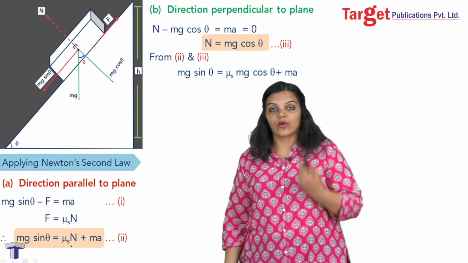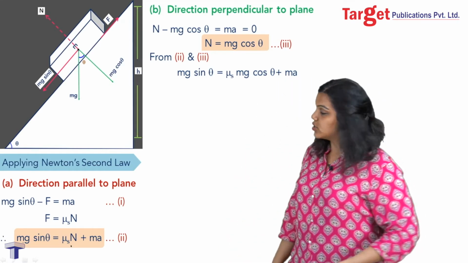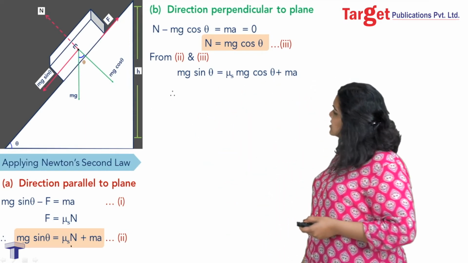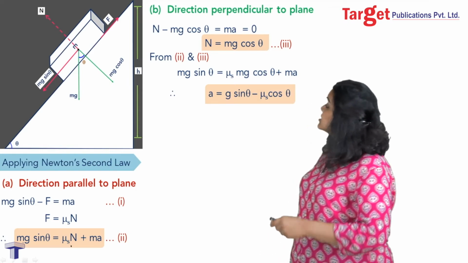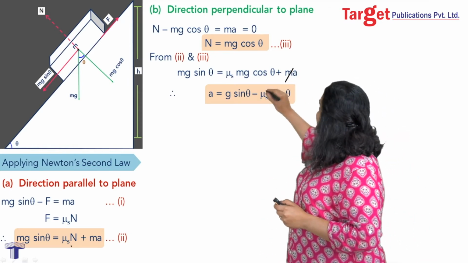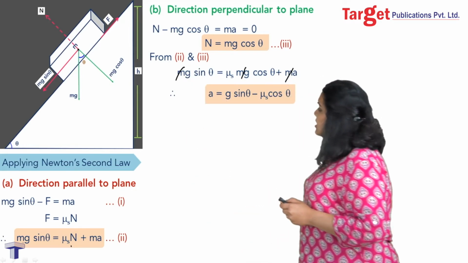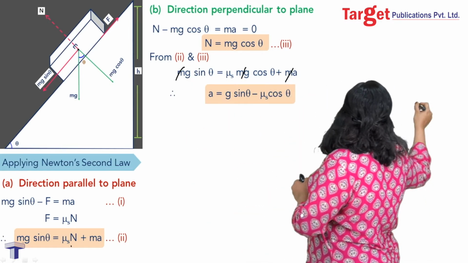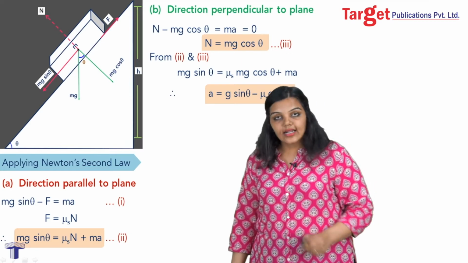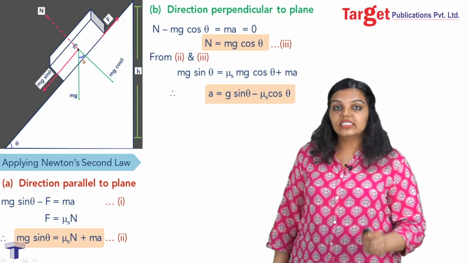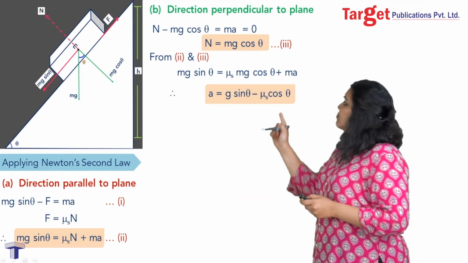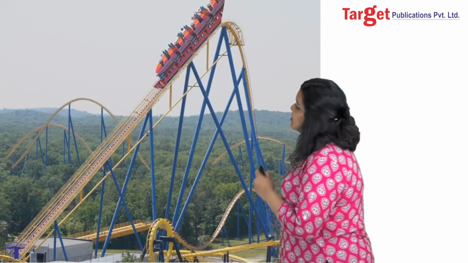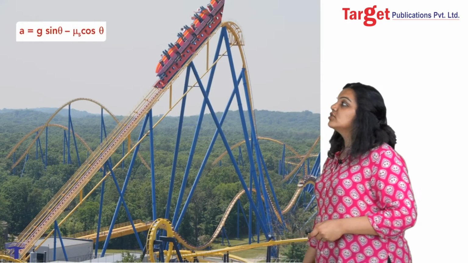Now recall what was my question. I asked you about the acceleration. So I'm going to rearrange and solve this for acceleration, and I get the answer that a is equal to g sine theta minus mu s cos theta. Of course I have cancelled the m in all these three terms. So the acceleration of a body on an inclined plane under the action of gravity and friction is a is equal to g sine theta minus mu s cos theta, and therefore this ride will go down with an acceleration of g sine theta minus mu s cos theta.